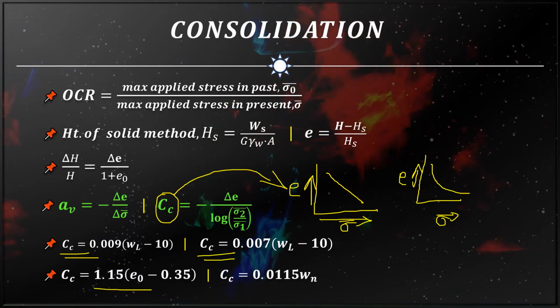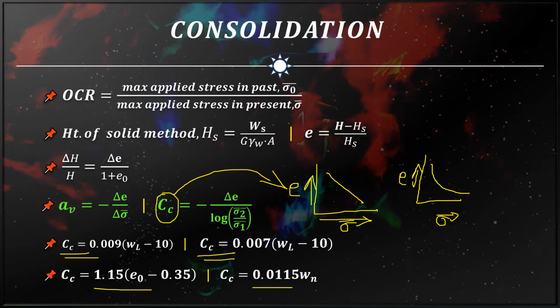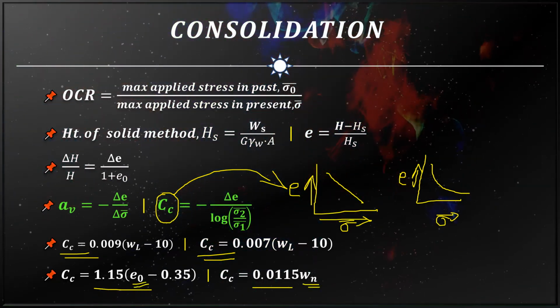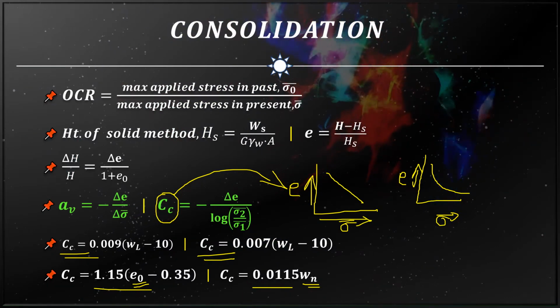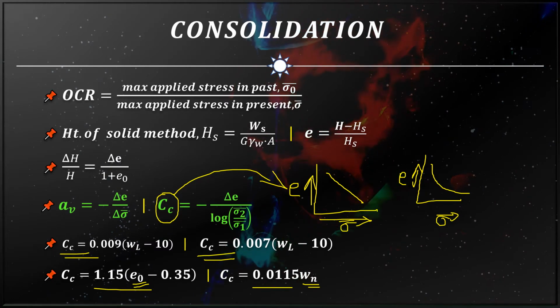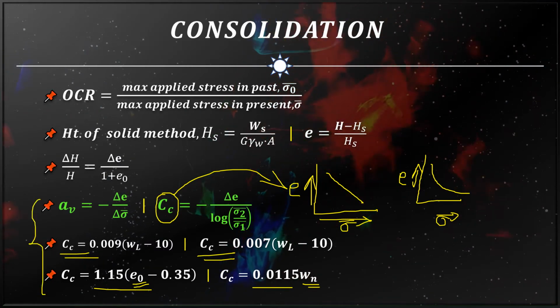And we can also use these two formulas when we know the natural water content or the initial void ratio: 1.15 into (initial void ratio minus 0.35), and 0.0115 into natural water content. So these are the important things regarding compressibility.